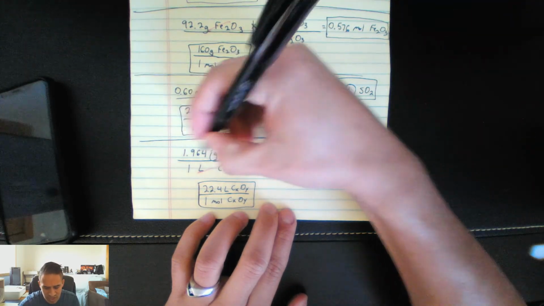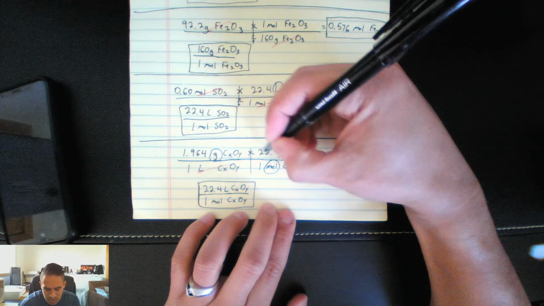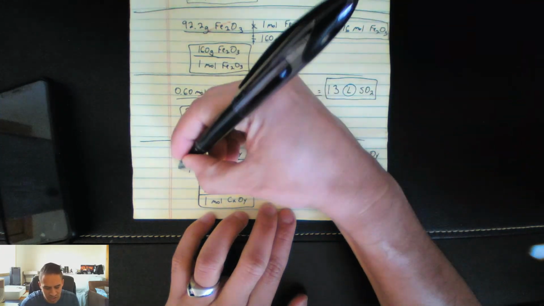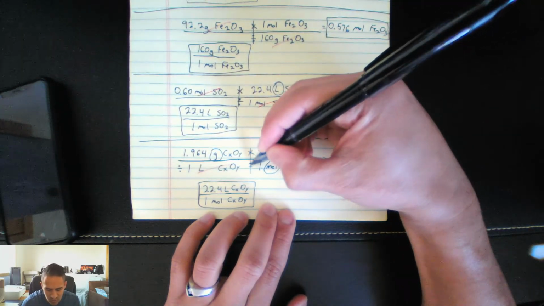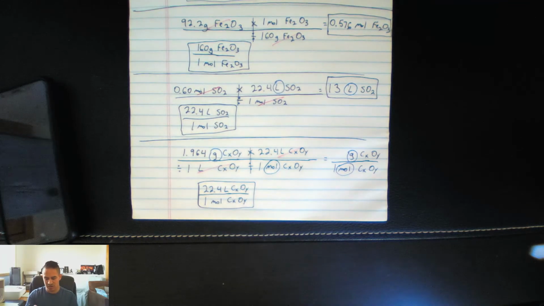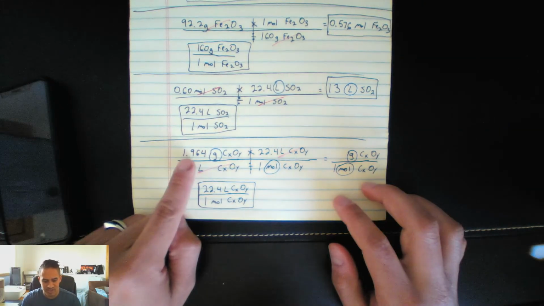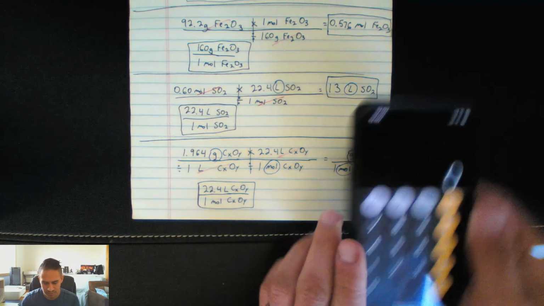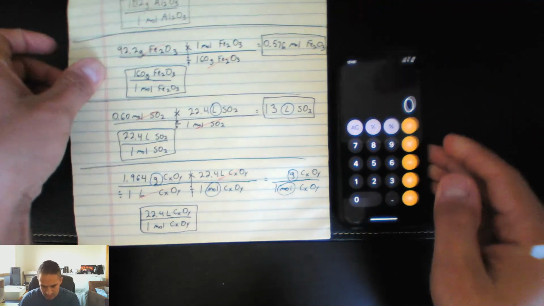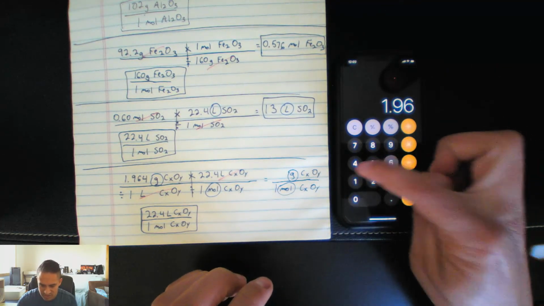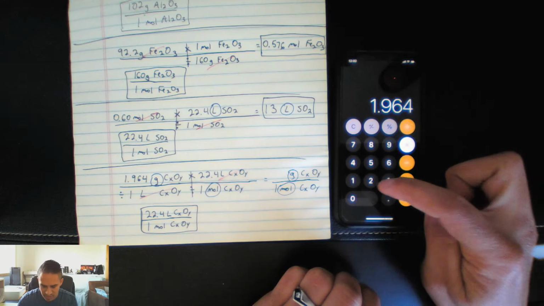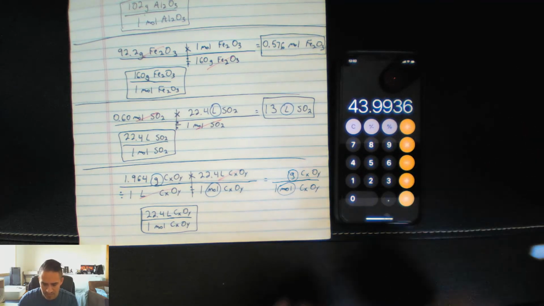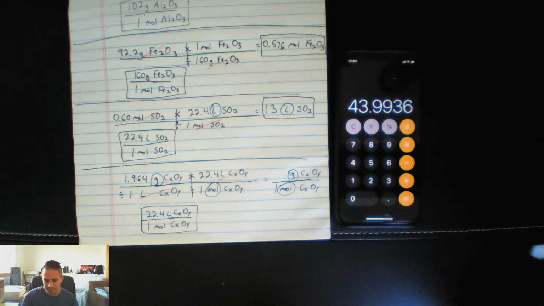And all we need to do is take 1.964, multiply by 22.4, and then divide by 1 and divide by 1. And of course, again, for those of you that are good at math or know that multiplying or dividing by 1 doesn't do anything, we're basically just going to take 1.964 and multiply by 22.4. Okay, so let's do it on our calculator here. So let's take 1.964 and we're going to multiply by 22.4. I'm just going to skip the dividing by 1's part.